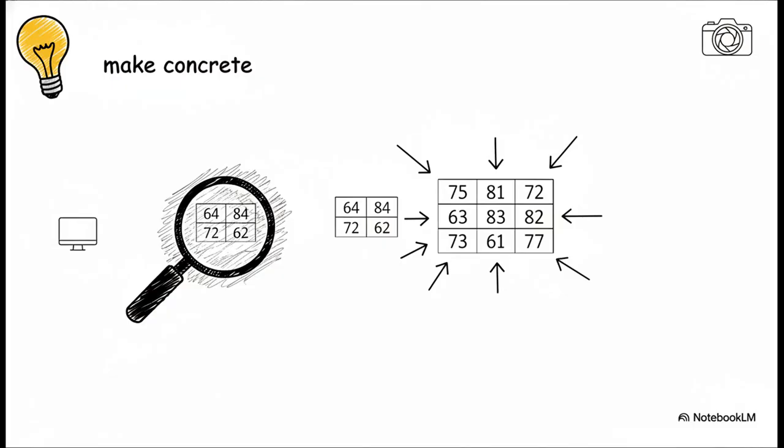Okay, let's make this real. On the left, we've got this tiny 2x2 block of pixels. See the numbers? That's just their brightness. And on the right, that's the bigger area from the second photo where we're going to hunt for our little block. The goal is simple. Find where that little guy fits perfectly.